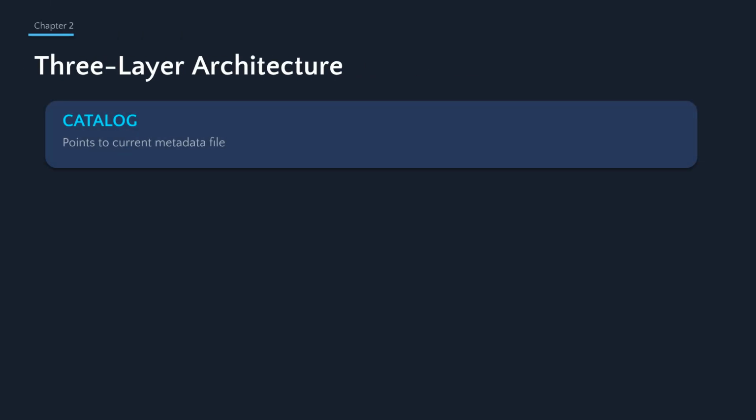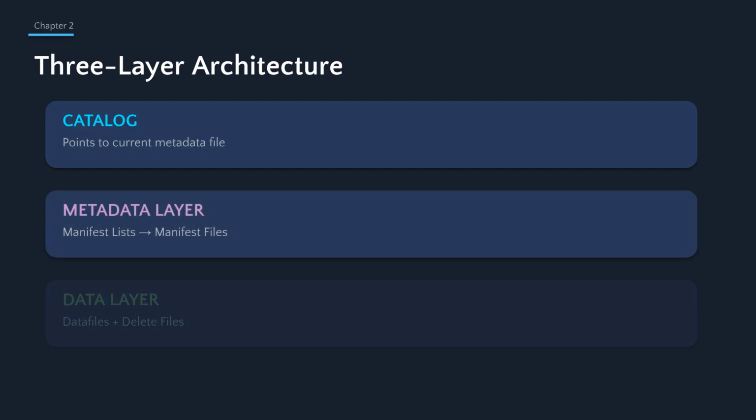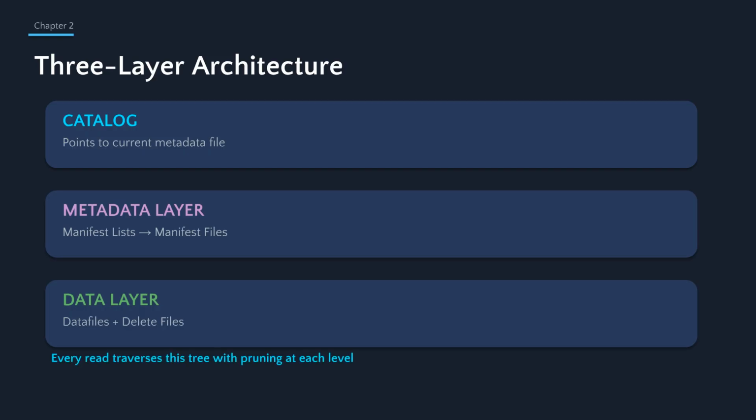At the top, you have the catalog. In the middle, the metadata layer. And at the bottom, the data layer. Every time you read or write data, you traverse this tree. Let's go through each layer.